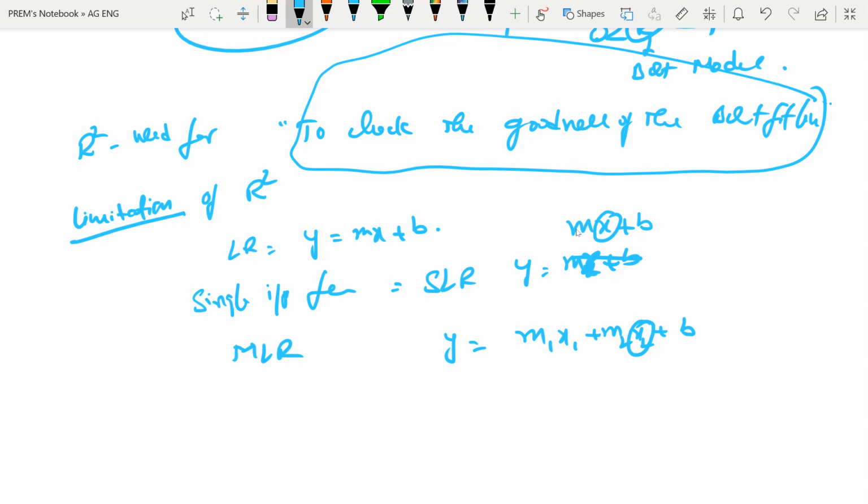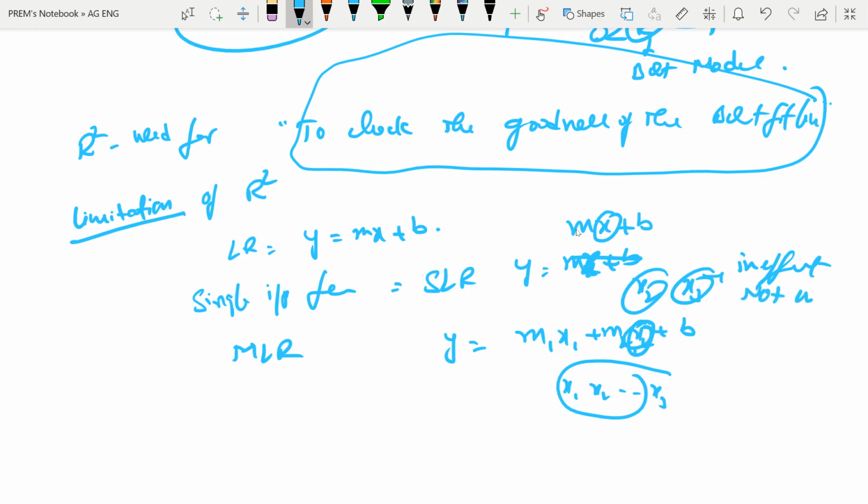The limitation of the R square is that when we add more independent variables, x1, x2, to the simple linear regression model, it may be misleading. This x2 is another variable. Suppose I am adding another variable x3. So x2 and x3, these variables may be inefficient.